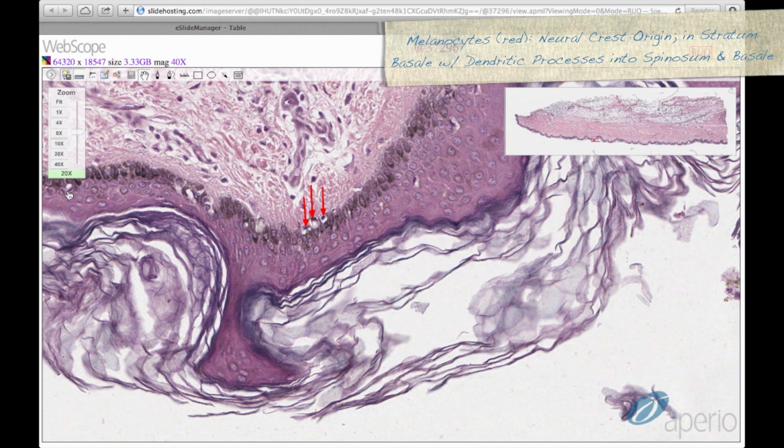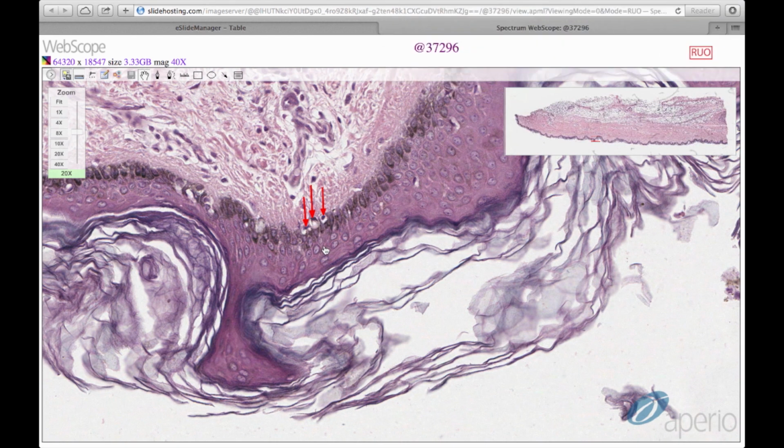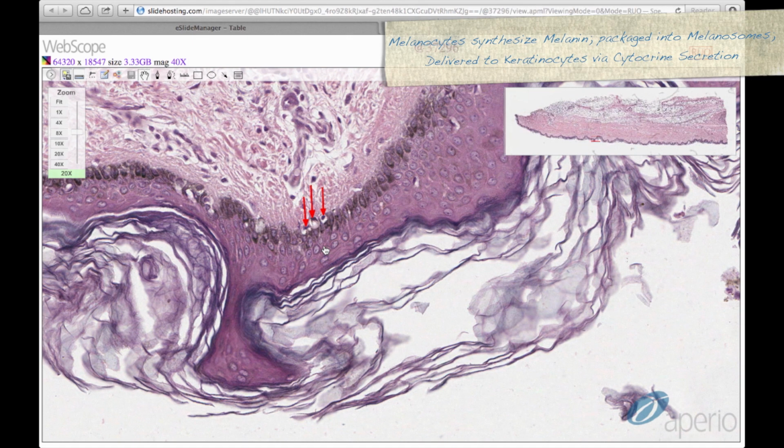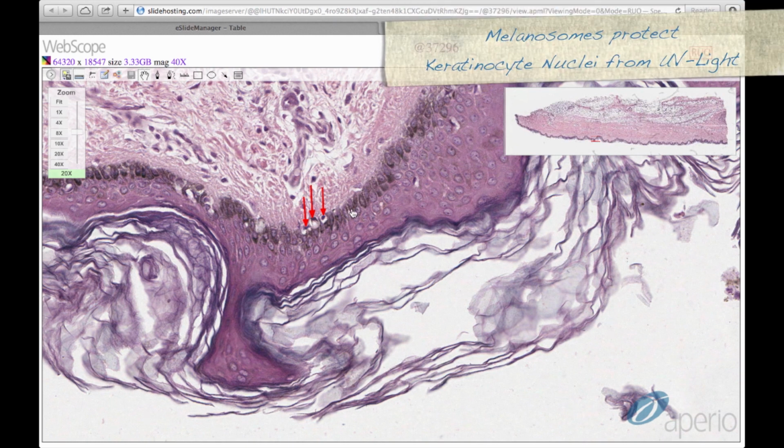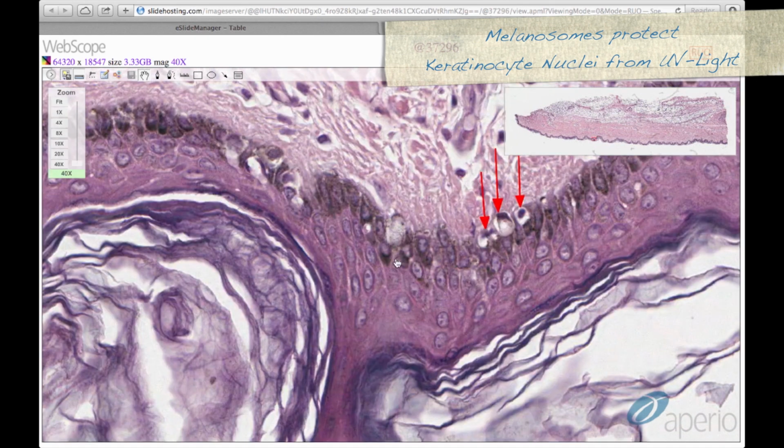These melanocytes, which are of neural crest origin, are located among the stratum basale and have dendritic processes that extend into the overlying stratum spinosum and surrounding stratum basale. Melanocytes are responsible for synthesizing melanin, which is packaged into melanosomes and delivered to surrounding keratinocytes via cytokine secretion. If you look closely, you can see how melanosomes are situated like a hood over top the keratinocyte nuclei to protect them from exposure to mutagenic UV rays.